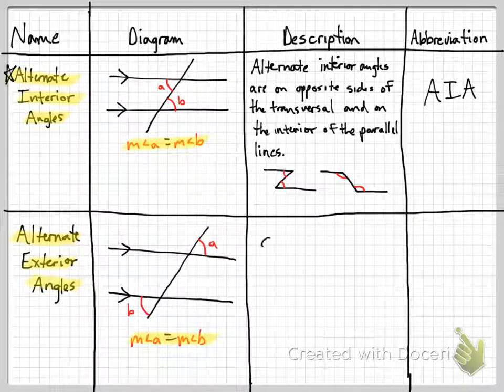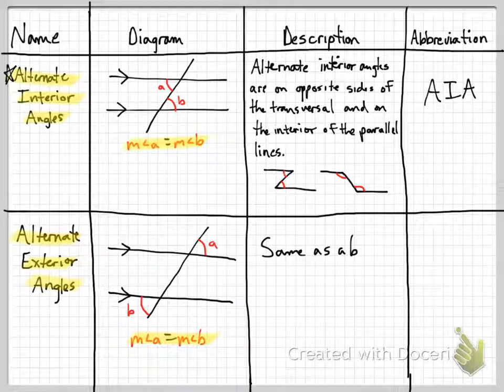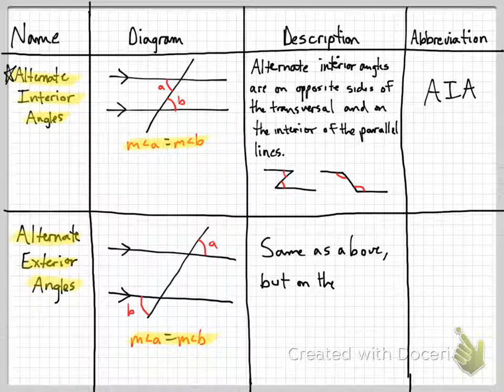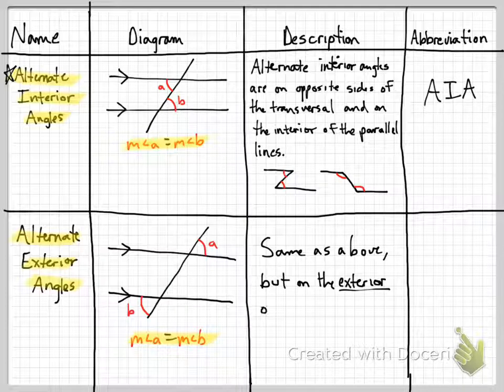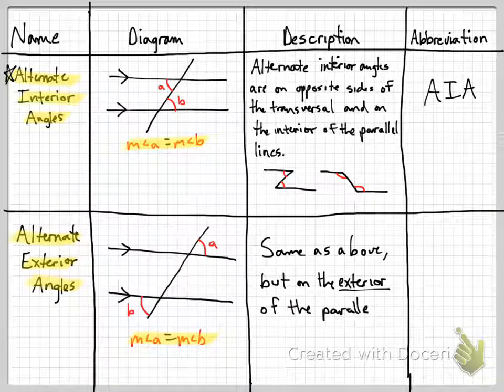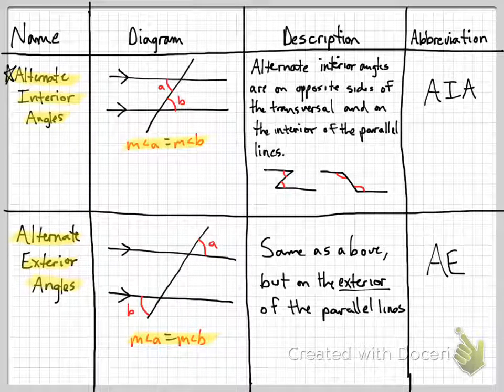All right, our description here will be kind of short. Same as above, but on the exterior of the parallel lines. And of course, our abbreviation here, you could probably guess, would be AEA.